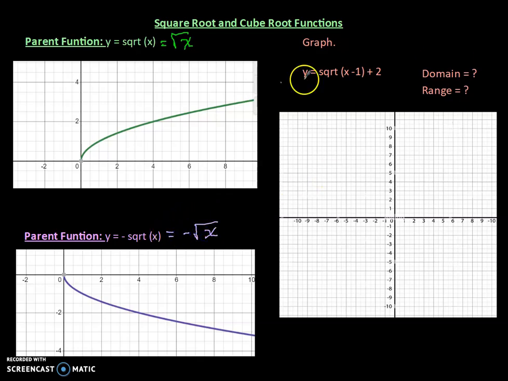And some key points: the square root of 0 is 0, so (0, 0) is a point. The square root of 1 is 1, so (1, 1) would be a point. And the square root of 4 is 2, so (4, 2) would also be a point. So there are some key parent function points for you to just use when you're using APOSAMO.